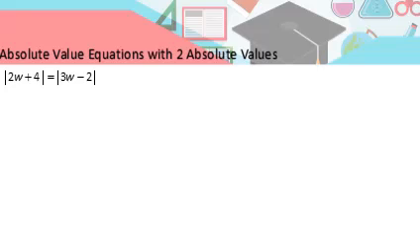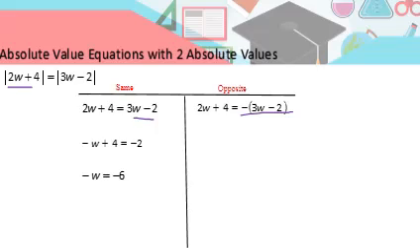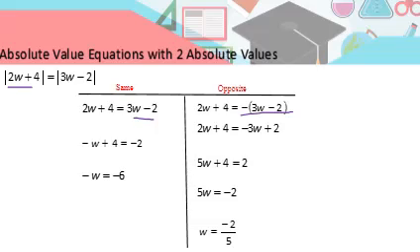Now what if I have absolute value equations with 2 absolute values? So an absolute value is equal to an absolute value. It's the same steps. I'm going to take 2w plus 4, which is the first absolute value, equals 3w minus 2, the same. And in the second case, I'm going to take its opposite. Okay, so I continue, the variables to one side and the constants to the other side, and we solve. Then the solution set is minus 2 over 5 and 6.